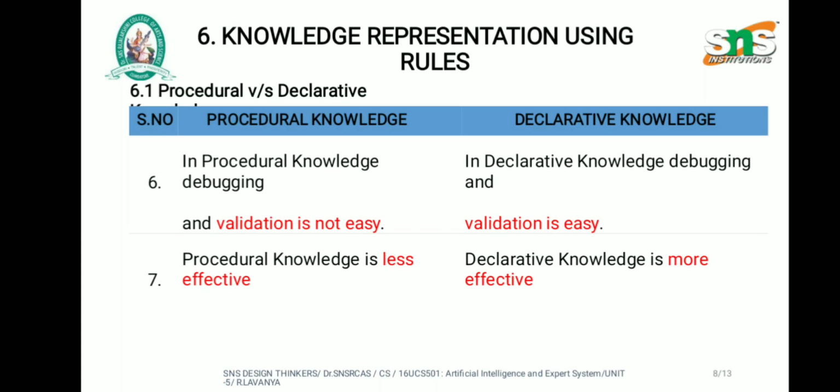The sixth one: in procedural knowledge, debugging and validation is not easy. In declarative knowledge, debugging and validation is easy. Procedural knowledge is less effective in competitive programs. Declarative knowledge is more effective in competitive programs.